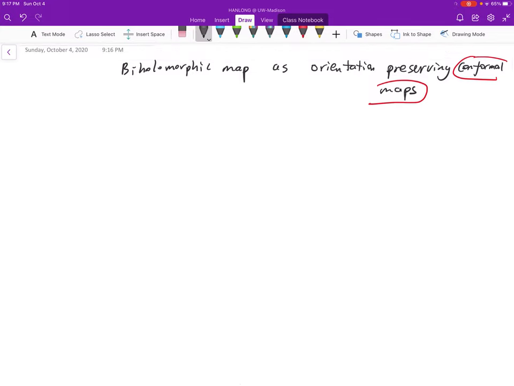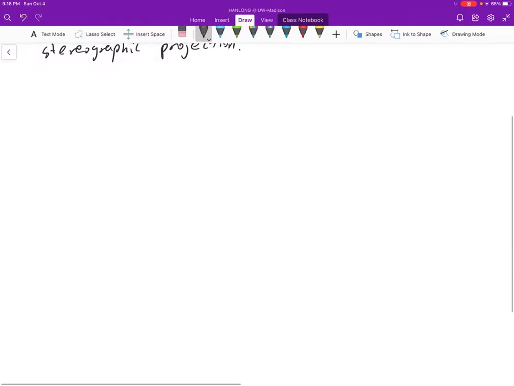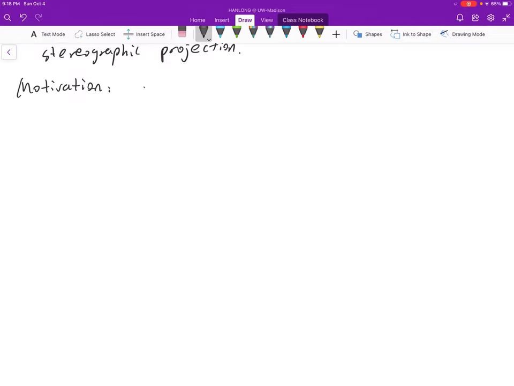And the second topic is the complex structure of the Riemann sphere from stereographic projection. So the motivation is we want to give a geometric criterion of holomorphic functions.